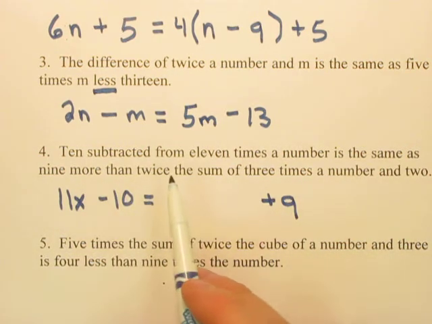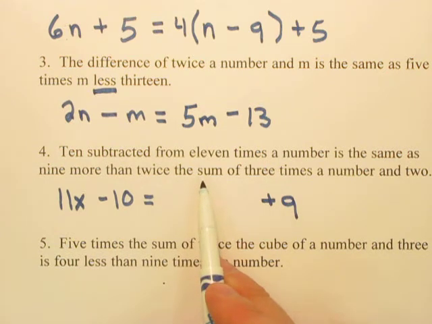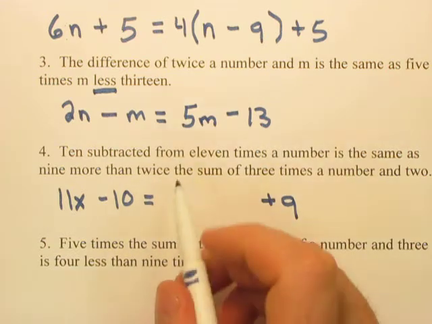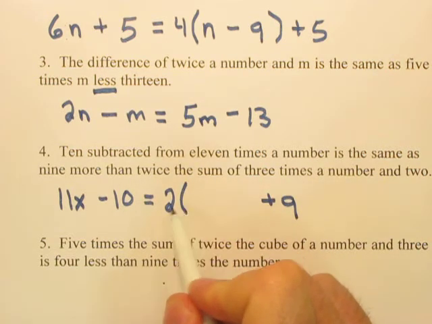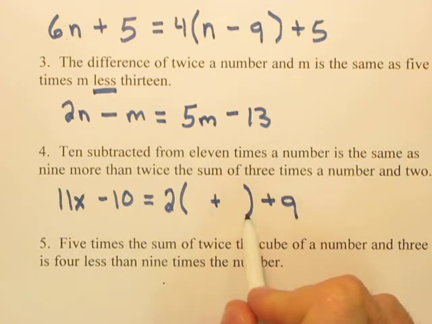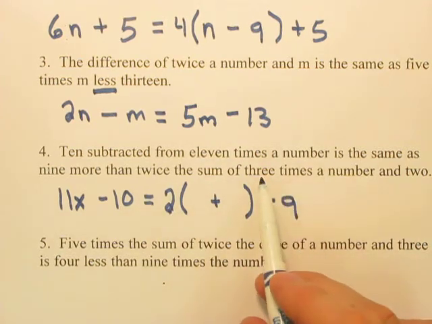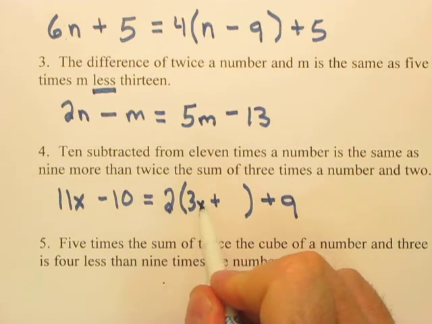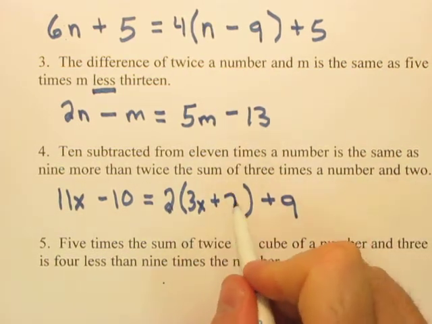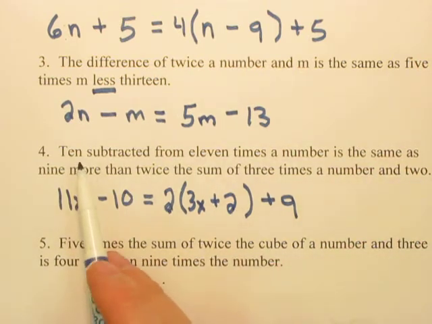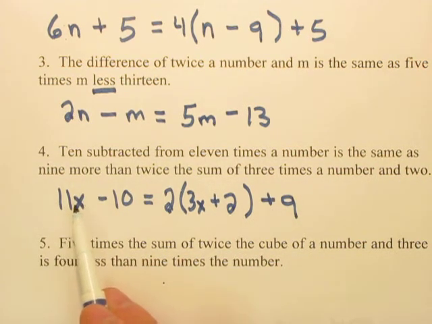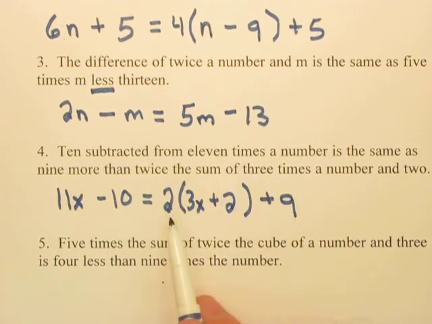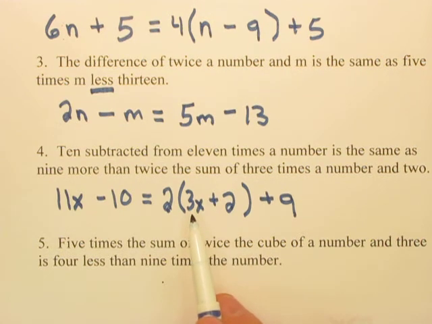9 more than twice the sum. Just like in the previous problems, when you see that double operation, 2 times the sum, it's calling for a parenthesis. It's saying go 2 times and then put a sum in there. 2 times the sum of 3 times a number. You do have to use the same letter, so we'll say 3x and 2. I'll read it from the top. 10 subtracted from 11 times a number is the same as 9 more than twice the sum of 3 times a number and 2.